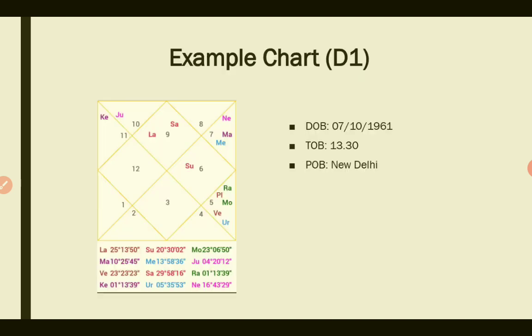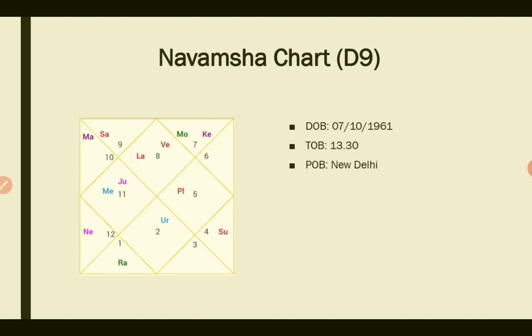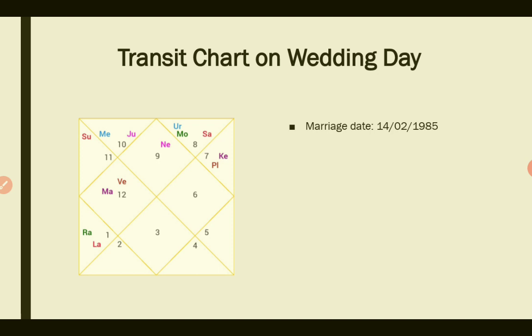The chart which we are going to use today to elaborate the rules is in front of you. The date of birth is 7th October 1961, time of birth 13:30, that is 1:30 p.m., and place of birth is New Delhi. It is a Sagittarius ascendant, and you can see the chart in front of you, and the degrees of the planets are mentioned right below. This is the Navamsha chart. It's a Scorpio ascendant, and this is the transit chart on the day of the wedding of this native, which is the 14th of February 1985.